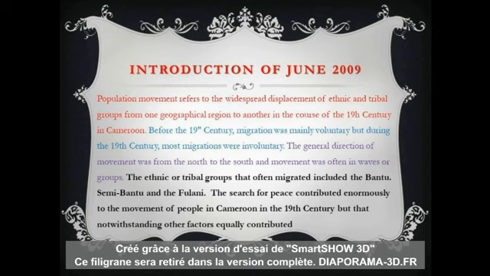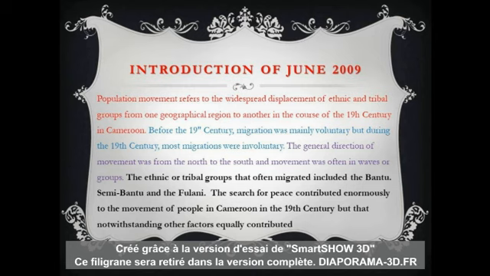The search for peace contributed enormously to the movement of people in Cameroon in the 19th century, but that notwithstanding, other factors equally contributed. Good. This is our brief introduction for this question of June 2009. Remember, for the first factor, you are to examine the factor that occasioned the movement of people as a result of what? Peace in the 19th century.